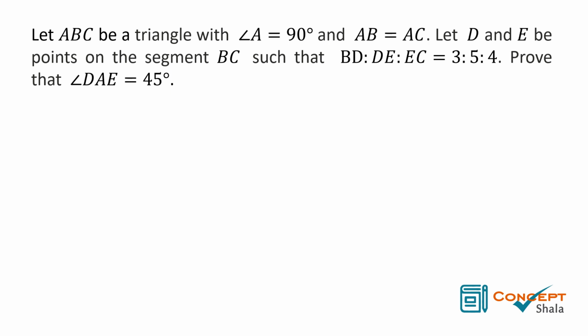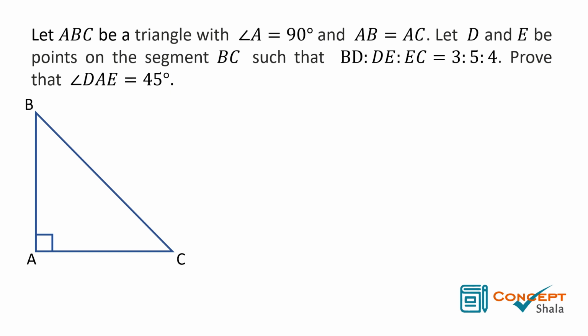To solve this question, let's construct a diagram that represents this question. We will construct a triangle ABC, which is a right triangle with the right angle at A. It will also be an isosceles triangle with AB equal to AC. Let's mark 2 points D and E on BC such that BC is broken into 3 sections in the ratio 3 is to 5 is to 4. Let's label these sides 3, 5 and 4.